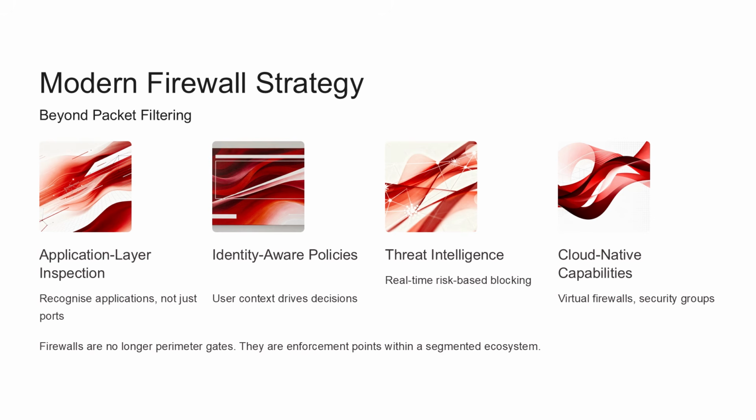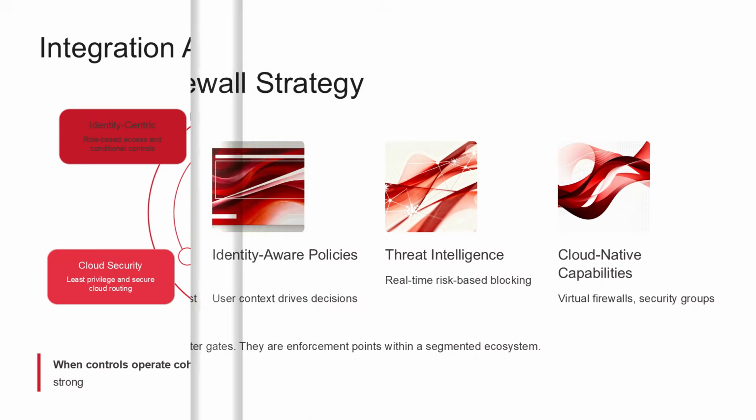Firewall governance must prevent rule sprawl and unmanaged exceptions. As an architect, you must define standard firewall patterns, approval workflows for changes, logging integration, policy lifecycle management. Firewalls are no longer perimeter gates. They are enforcement points within a segmented ecosystem.